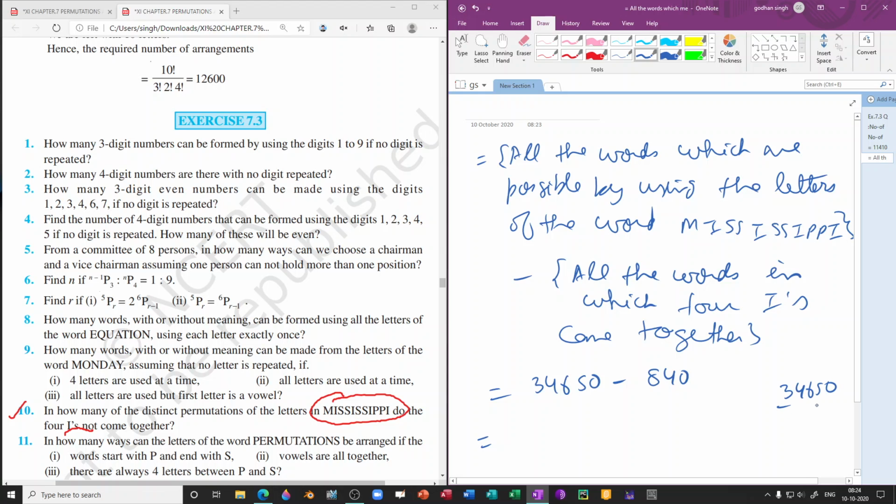34650 minus 840: 0 and 0, 5 minus 4 is 1, then 16 minus 8, so that will give us 8, and this will become 3, and here we will get 3. So the answer is 33810. So this is the required answer of question number 10.